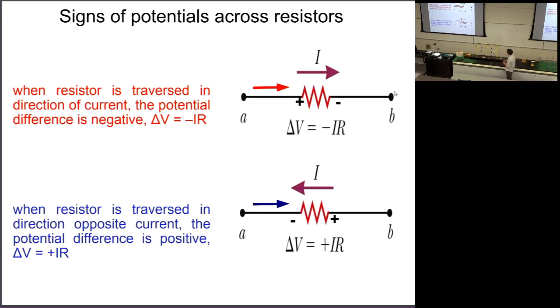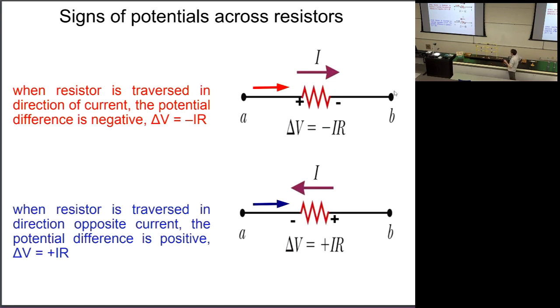So firstly, signs of potentials across resistors. The easiest way to get these problems wrong is to get the signs of the changes of potential wrong when you apply the voltage rule. When you walk around a loop, if you get any of the signs wrong, you're going to get the answer wrong for the currents. So you've got to be careful about the signs.